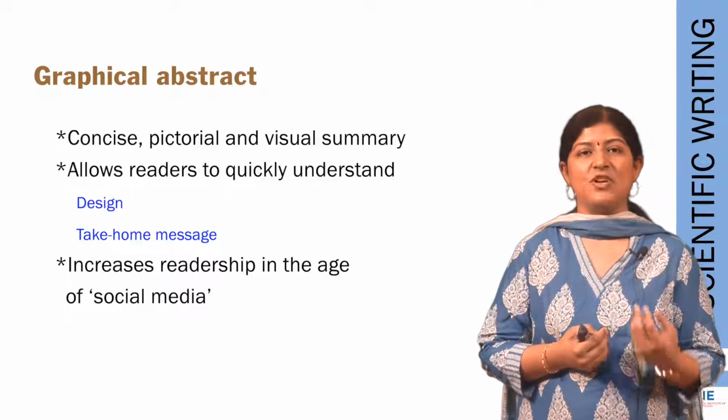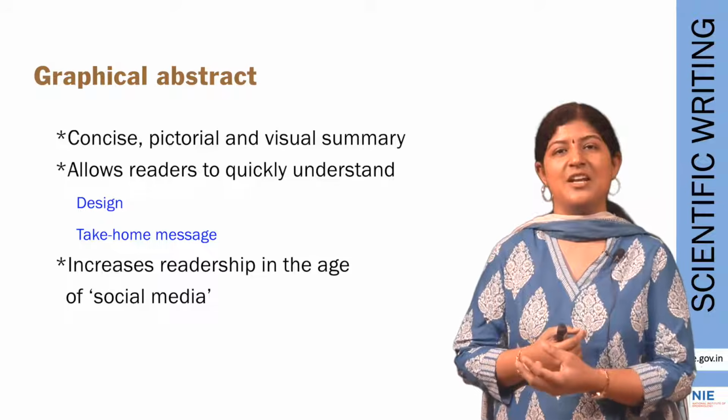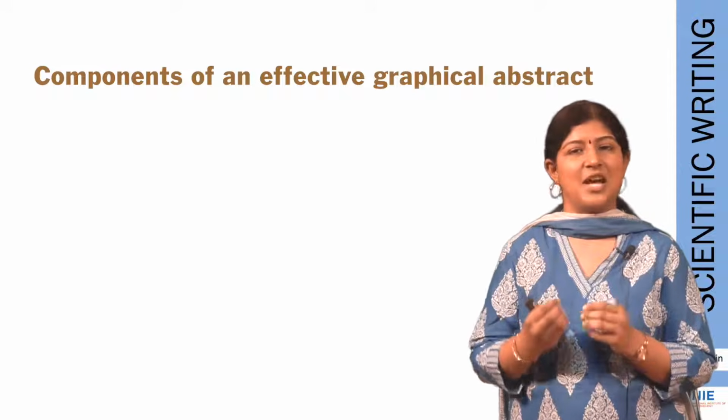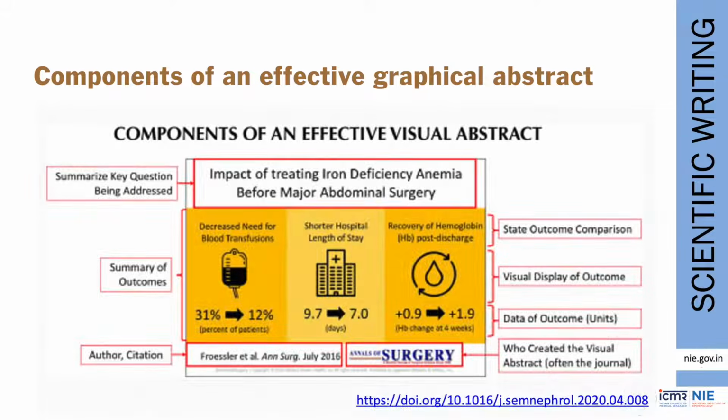Several journals have got specific guidelines on how graphical abstracts should be presented. I'm just giving you an indicative example of how an effective visual abstract should be. Now look at this visual abstract for a study that looked at the impact of treating iron deficiency anemia before major abdominal surgery. Now, as is seen in this visual abstract, it is very important that within the visual abstract you find space for summarizing the key research question.